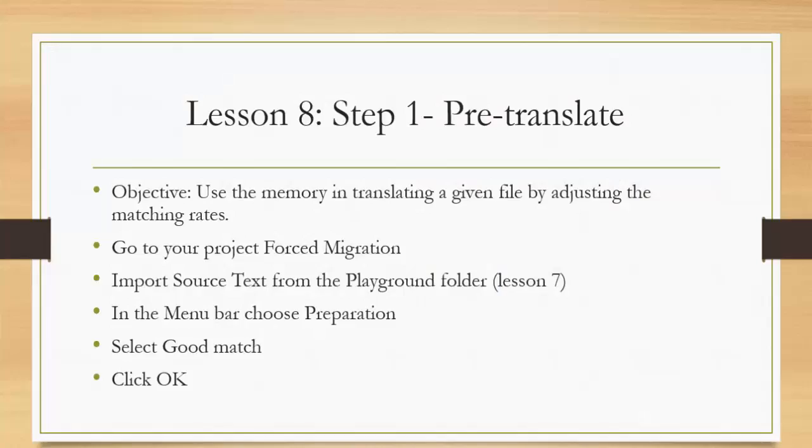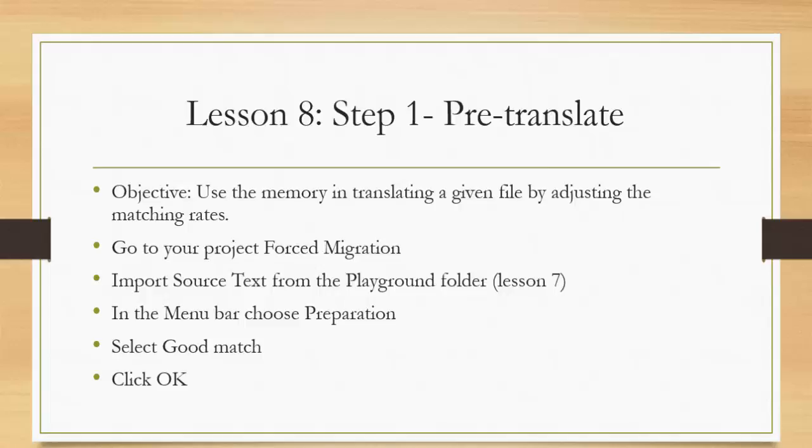In lesson 8 we will learn how to use the memory in translating what we call 101 matches. In other words, something that is stored in the memory, not only stored but also it fits with the context given in the file. Last time in lesson 7 we translated a file and entered it into the memory by making the alignment. If you remember, we got two texts, one in English and the second in Arabic, and we fed the memory with that translation.